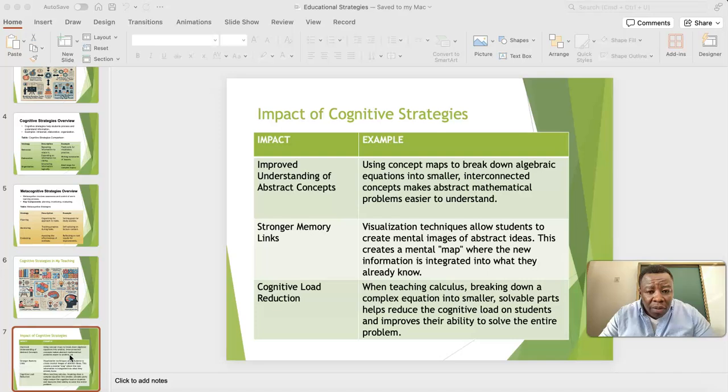Also, I achieve stronger memory links from my students through visualization techniques that allow students to create mental images of abstract ideas. Also, cognitive load reduction. So when teaching calculus or algebra, breaking down a complex equation into smaller solvable parts helps reduce the cognitive load on students and improves their ability to solve the entire problem.